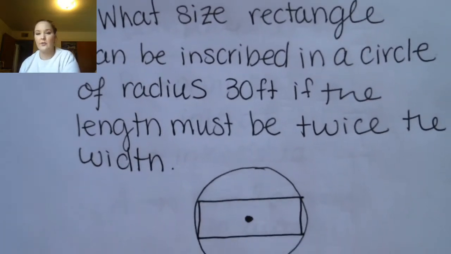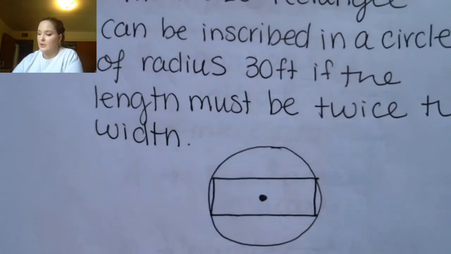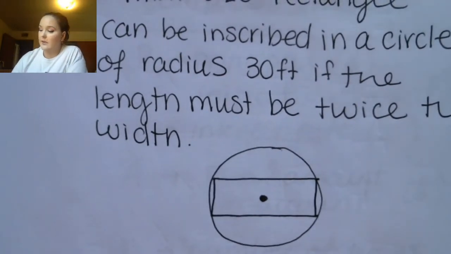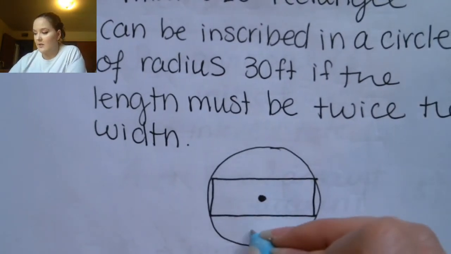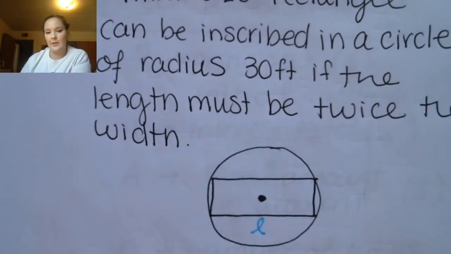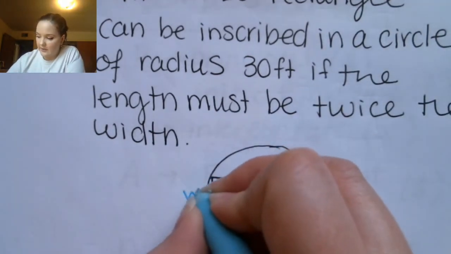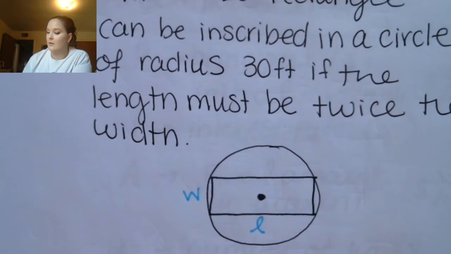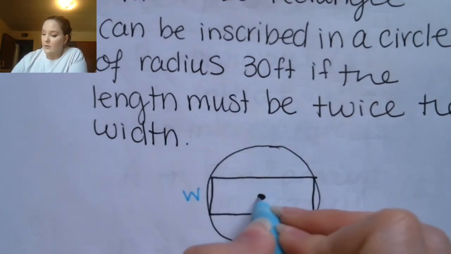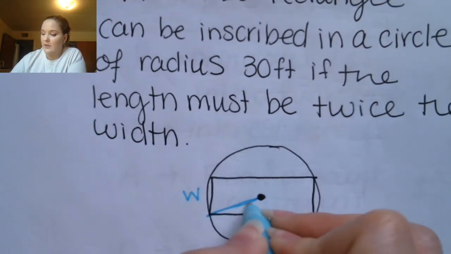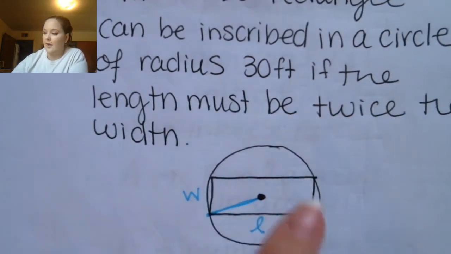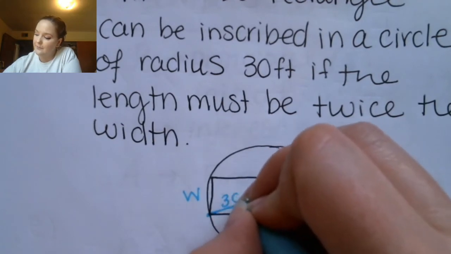So the first thing I'm going to do is label my picture. The length is going to be twice the width, so that means this long side is going to be the length, and the shorter side over here is going to be the width. Now I'm going to label the radius of the circle, which goes from the center to the outside here, and I know that that's 30.